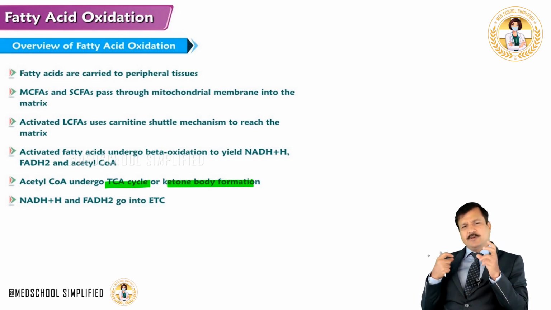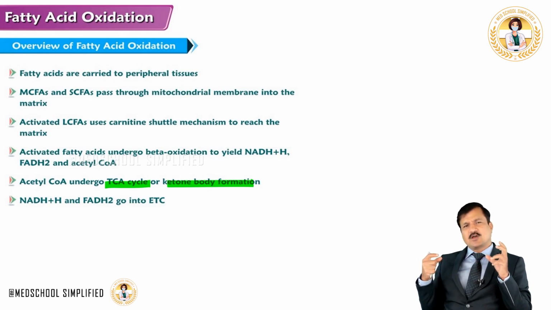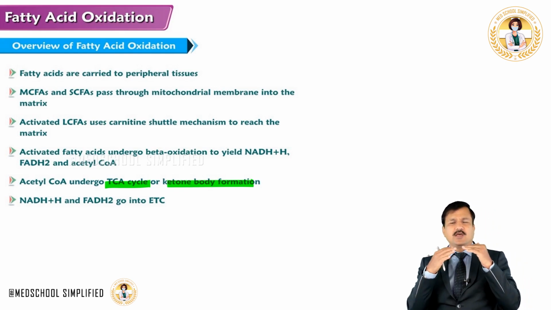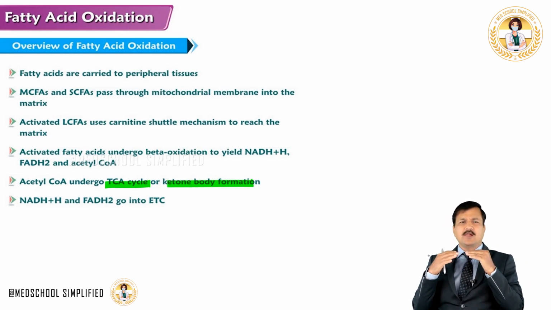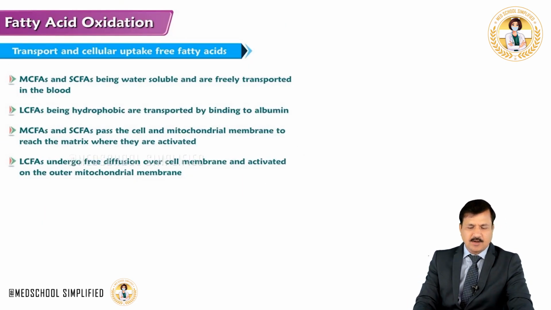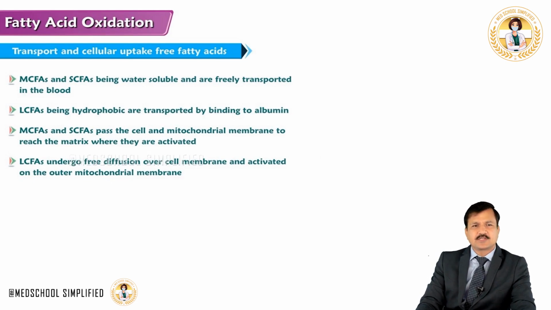So whether it is short, medium or long chain fatty acids, all of them undergo beta oxidation to give acetyl-CoA, NADH and FADH2. So all this information we are going through in a stepwise manner. So let's go into transport and cellular uptake of free fatty acids, which I have already explained to you earlier.